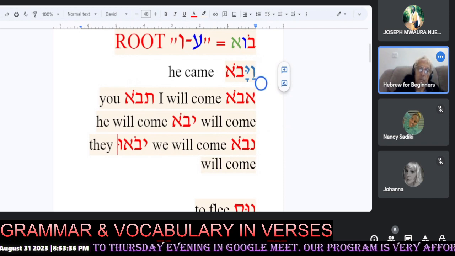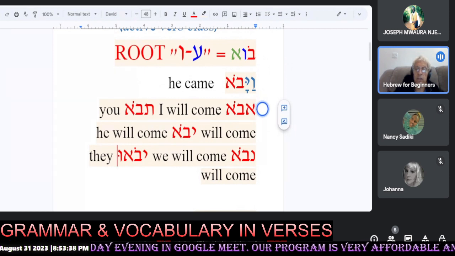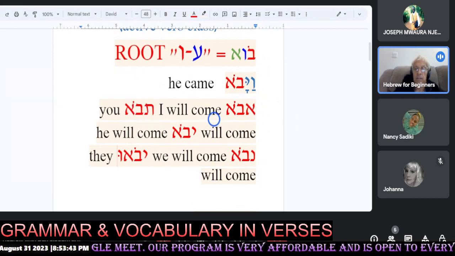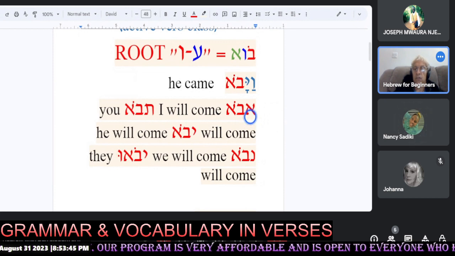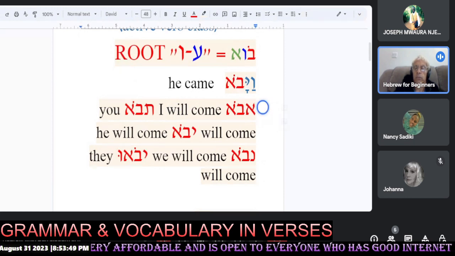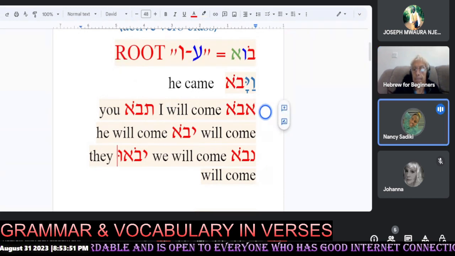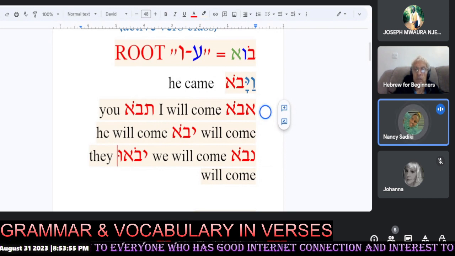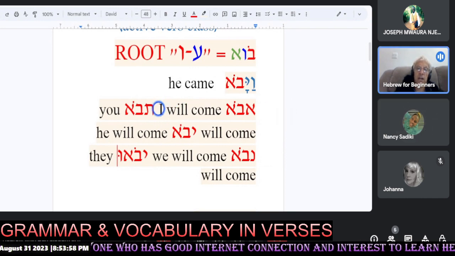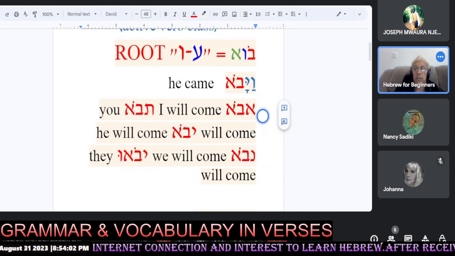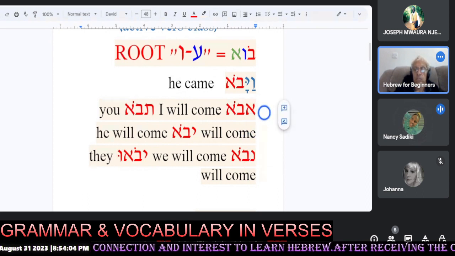Why don't you actually recite these? I think you get it that this is the first vowel. It's always a kamatz. So it's avo, tavo. Do you want to recite those, Nancy? Oh, it's always with the aleph. There is always a kamatz. Yeah, even with the tav and the yud, it's always going to be a kamatz under that first letter.